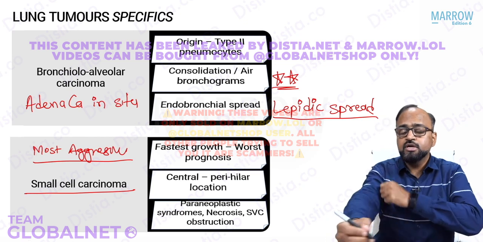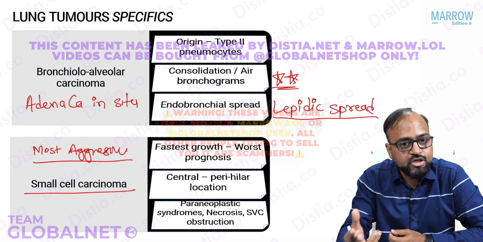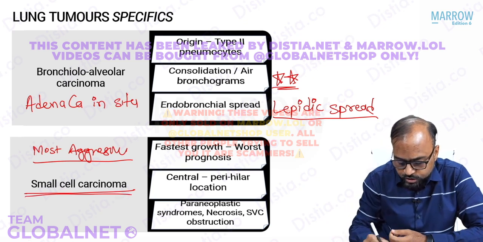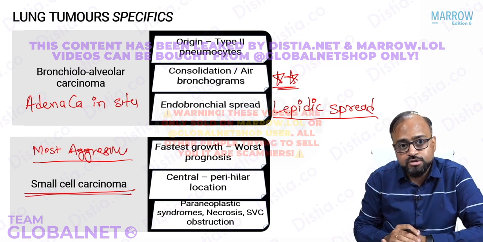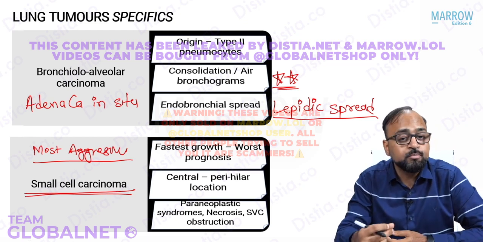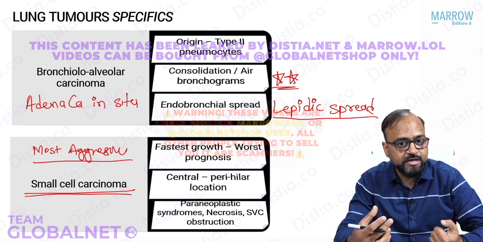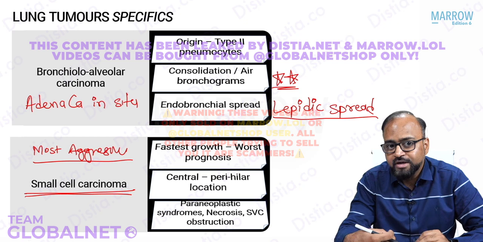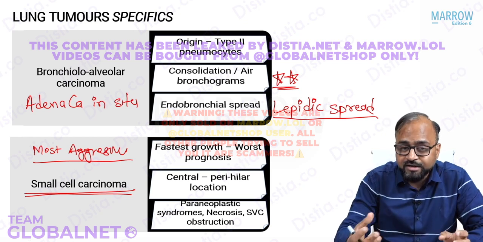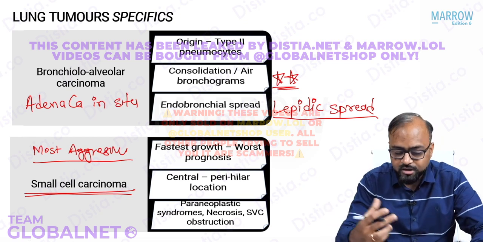Recently a question was asked, that is prophylactic craniospinal irradiation is done in which type of lung tumor, and the answer was small cell carcinoma. Because this is the aggressive subtype, it usually presents with distant metastasis. It has a big propensity to spread to the neuraxis, that is the brain and the spine. So once this particular type of cancer is detected, even prophylactic craniospinal irradiation is usually chosen. So this is what is about lung tumor specifics.